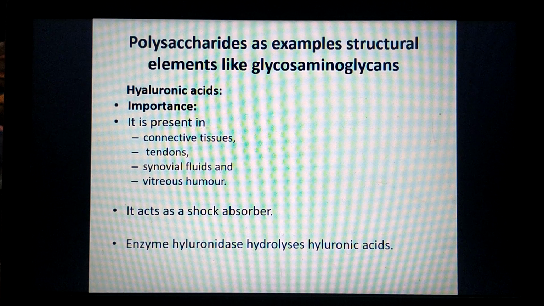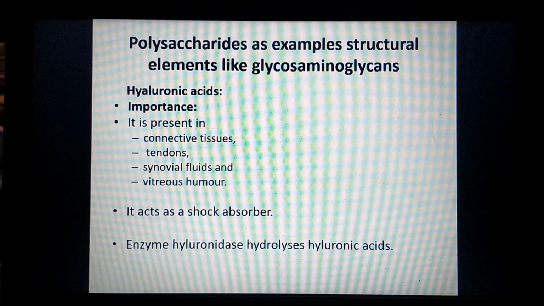The enzyme hyaluronidase is present in the bacteria. Therefore, these bacteria easily dissolve the hyaluronic acid present in the various tissues and they can enter inside the tissue by dissolving the hyaluronic acid with the help of enzyme hyaluronidase and leading to infections of the tissues.